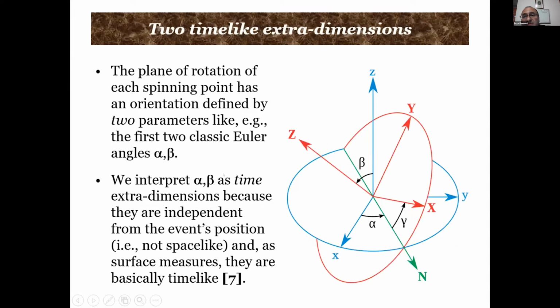Two time-like extra dimensions. The plane of rotation of each spinning point has an orientation defined by two parameters like, for example, the first two classic Euler angles, alpha and beta. We interpret alpha and beta as time extra dimensions because they are independent from the event's position, that is, not space-like, and as surface measures, they are basically time-like.